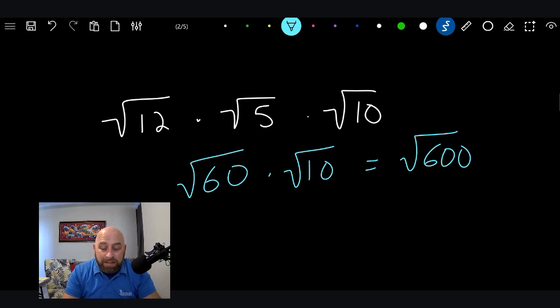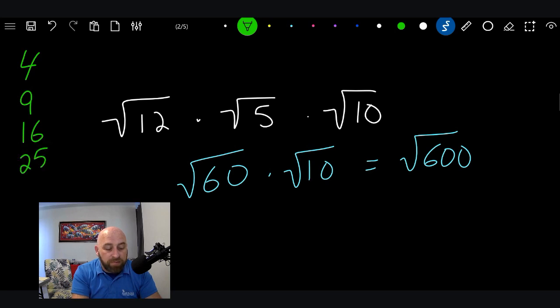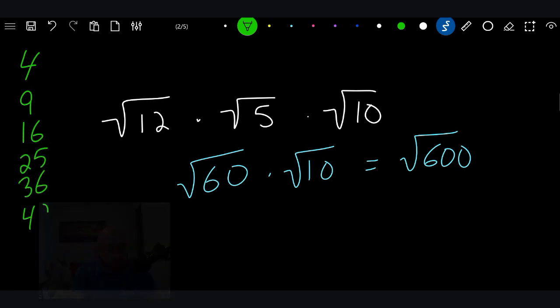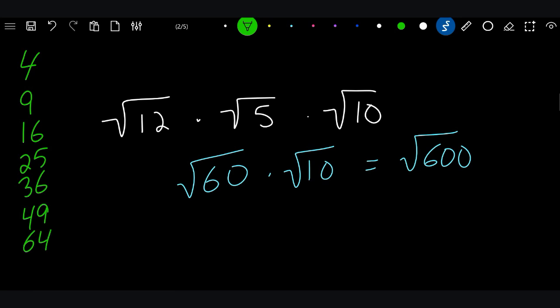We're not done yet. Okay, now this one takes a little bit of thinking, and you could reduce it by different things, but remember when I told you that it's best if you use the bigger square roots to reduce? Okay, we could put 4 into that. 4 goes into 600, but it's not the best one to use. So let's write all of them down. 4, 9, 16, 25, 36, 49, 64, 81, 100. All right, we'll check that out.